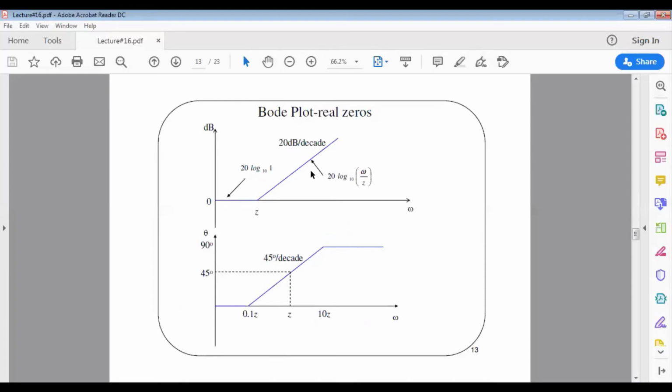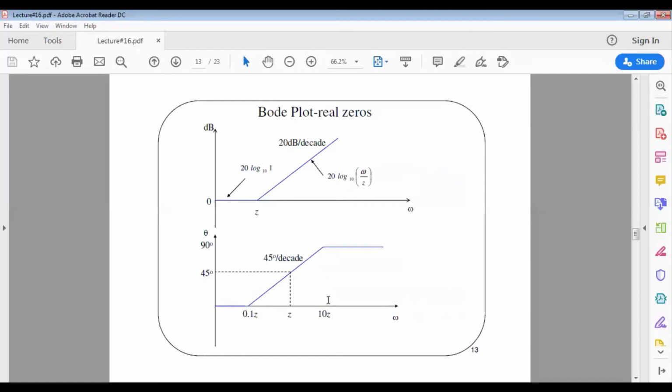So for the case of real zeros, for frequency lower than Z, the amplitude will be 0 dB. For the case of frequency higher than Z, where Z is a real zero value, there should be a slope of positive 20 dB per decade. And related to the phase angle, again, for the case of 1 decade smaller than the zero value, which is at 0.1 Z, the phase is 0 degrees.